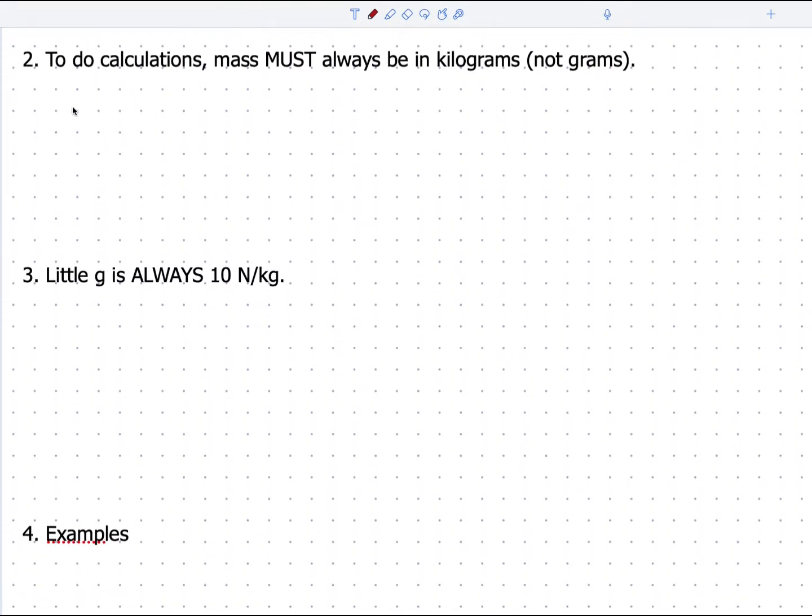Second, to do calculations, mass must always be in kilograms. So if you have a mass that is equal to 5 kilograms, check, you're good. All right, now sometimes, like our scales that we use in labs and stuff, don't record in kilograms, they record in grams. So if you put something on the scale in our class, you would say, okay, that mass is 250 grams. Well, if you're going to use the equation, the force of gravity equals mass times little g, this mass has to be in kilograms, has to be. Otherwise, you'll get an incorrect number. Okay?